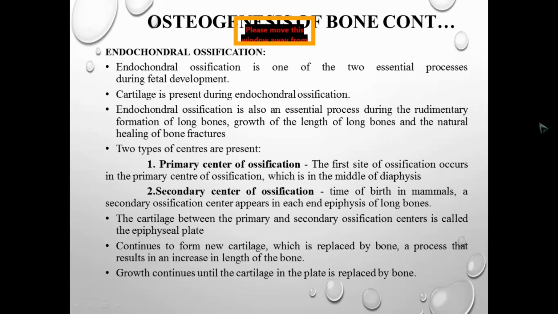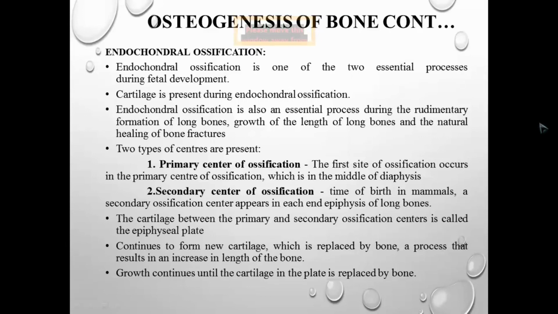The cartilage between the primary and secondary ossification center is called the epiphyseal plate or the growth plate. It continues to form new cartilage which is replaced by bone, a process that results in an increase in the length of the bone. That's very important. These two processes help in the lengthening of the bone. In intramembranous ossification there is a formation of the bone, and in endochondral ossification there is going to be a lengthening of the bone. It continues to form new cartilage which is replaced by bone, a process that results in increasing the length of the bone.